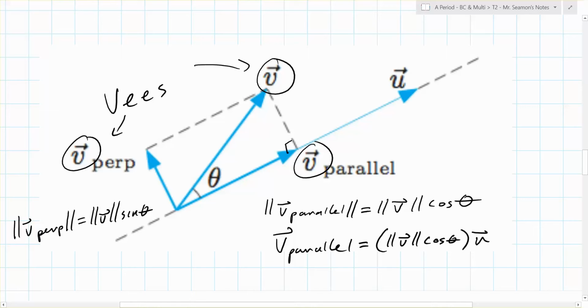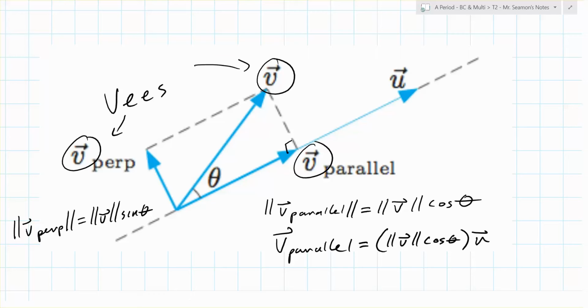There it is. What's the magnitude of this vector right here? It's that, right? Because what is the magnitude of u? 1, so it's just the coefficient. So what do we now have? We have this vector, which is the magnitude of v cosine theta u.